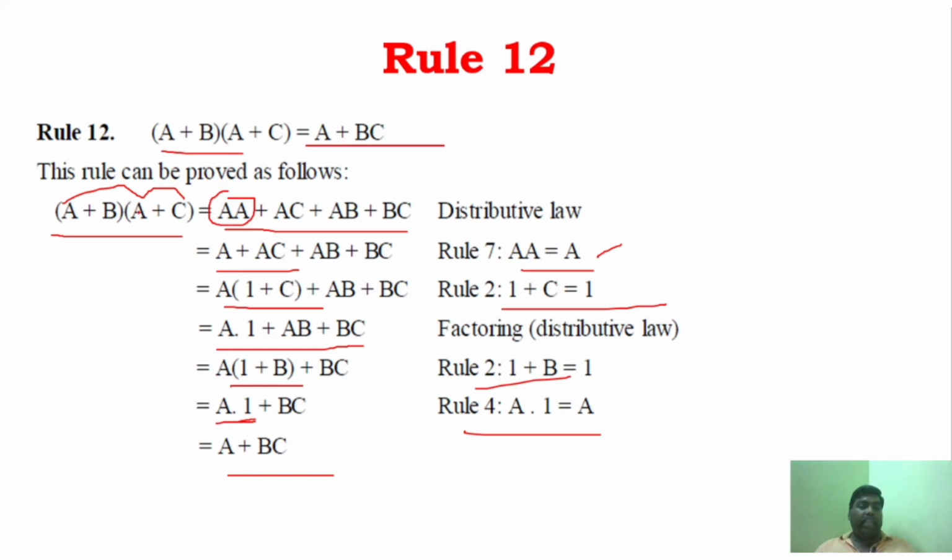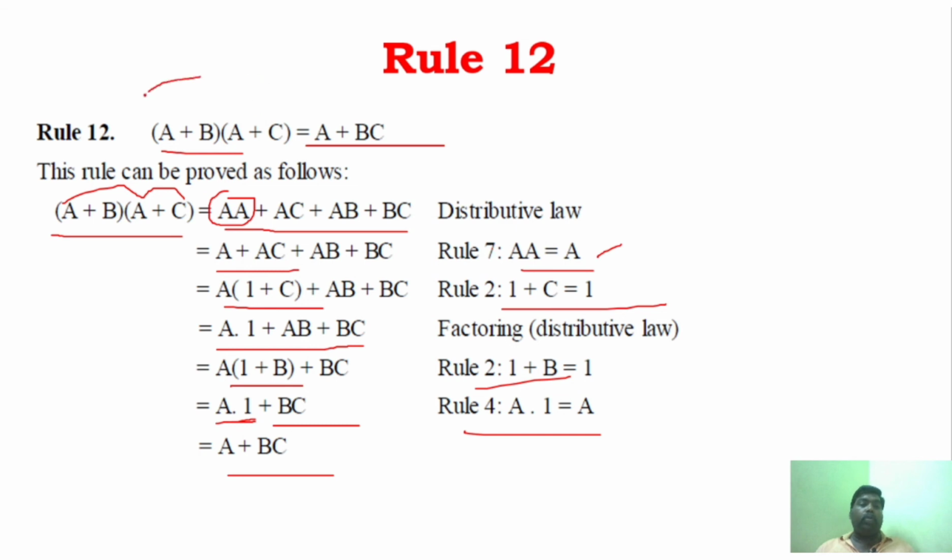You can see a into a is a, and then a into b and a into c, right? And then instead of a, I am writing a, taking a as common, so it is 1 plus c. And once again I am taking a as common, it is 1 plus b, so it becomes a, right? And bc remains the same. This is rule number 12, right?